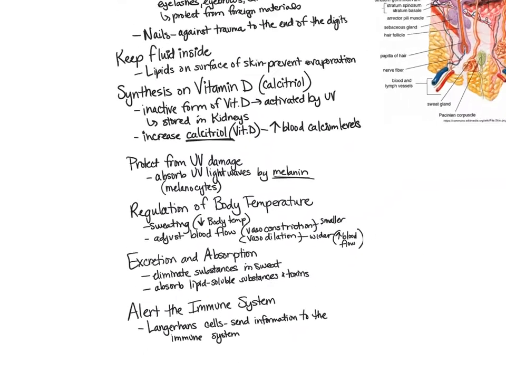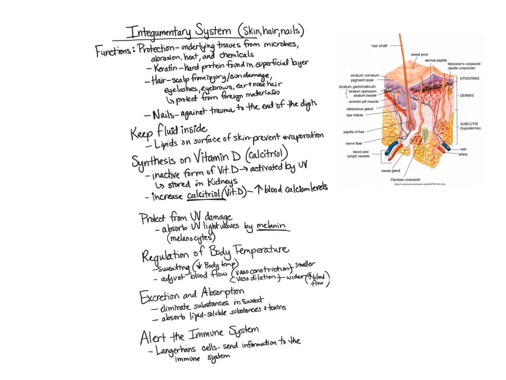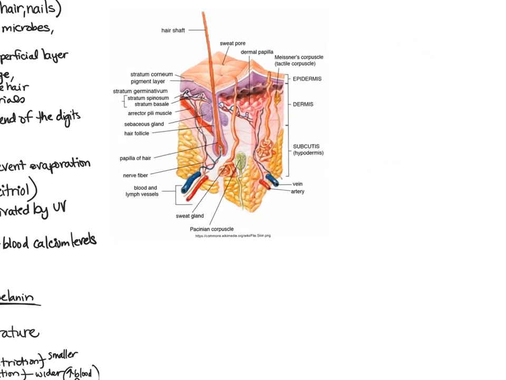So that's the last function that we are going to talk about in regards to the integumentary system. So first we talked about protection, then we talked about keeping our fluids inside, our synthesis of vitamin D, protection from UV damage, regulation of body temperature, excretion and absorption, and then alerting the immune system. So now let's take a look at the skin.